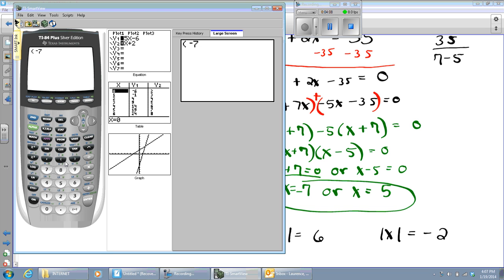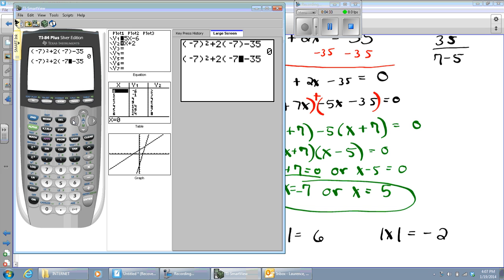So we're going to have negative 7, and that needs to be squared, plus 2 times negative 7. And then plus minus 35 at the end. Minus 35. And look at that, I got 0. Okay? I can hit second enter, and the old problem comes up.